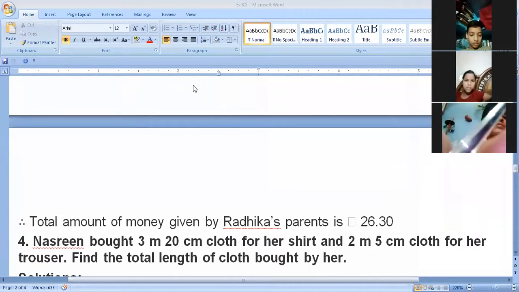क्या करेंगे हम? Ma'am, plus. हाँ. We are going to add the numbers.